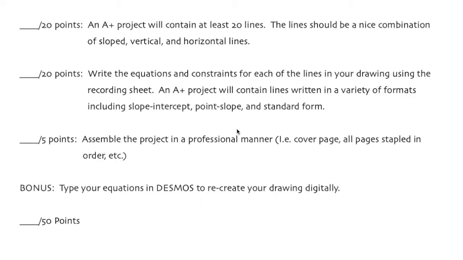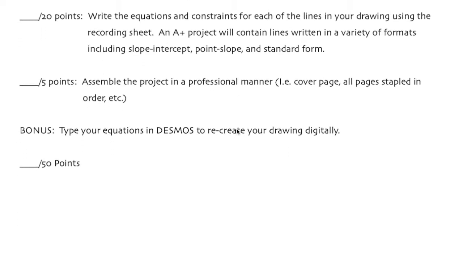You'll receive 20 points for a picture that contains at least 20 lines, and they should be a nice combination of sloped, vertical, and horizontal lines. So if you have a drawing that's made up solely of vertical and horizontal lines, you won't get the full 20 points. So make sure some of the lines are sloped.